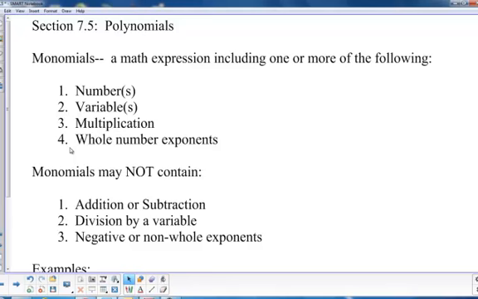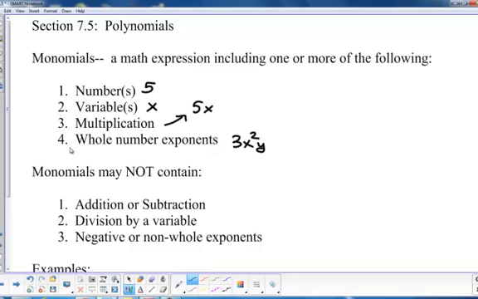All right, a monomial is one term. So any number is a monomial, like 5, that'd be a monomial. X, that'd be a monomial. 5x, that would be a monomial. That's multiplication. 3x squared y, that would be a monomial. All of those are monomials, one term.